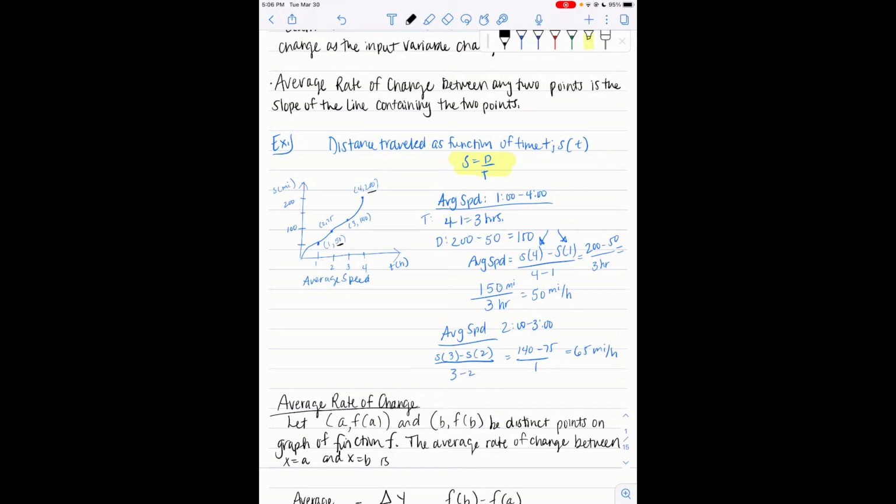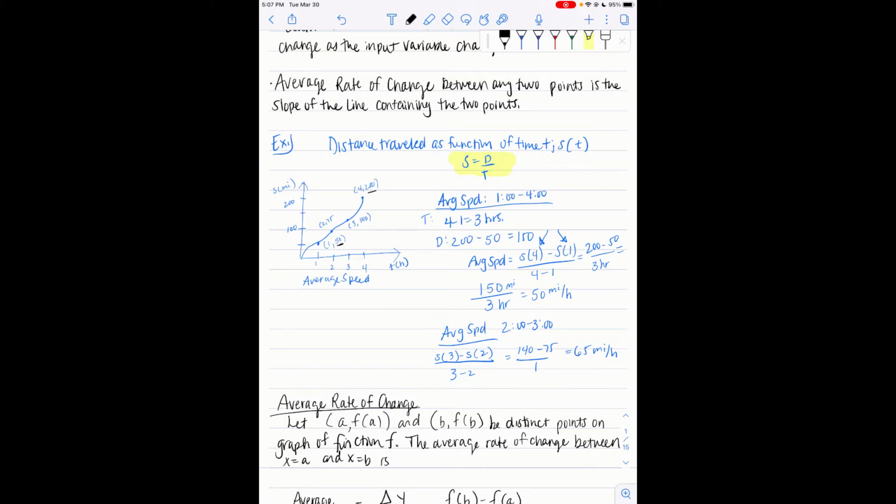So really the formula is s of 4 minus s of 1, meaning what the distance was at 1 and 4, over 4 minus 1. So we get 200 minus 50, which is the distance, over time, which is 4 minus 1, so it's 3. So we get 150 miles over 3 hours, which is 50 miles an hour. So that's from 1 to 4.